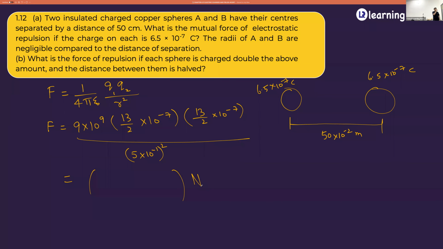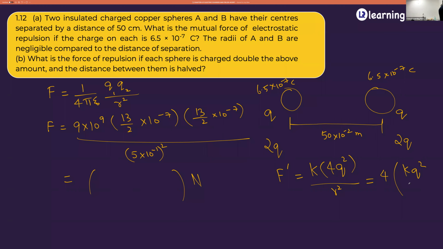Right. Now, the next part of the question is, what is the force of repulsion if each sphere is charged double the above amount? Meaning, initially if the charge was Q and Q, now the charges are going to be 2Q and 2Q. If I call the new force as F prime or F dash, then it is going to be K multiplied with the new charges. 2Q into 2Q is going to give me 4Q square divided by R square. But remember, if I take the 4 outside, this KQ square divided by R square was exactly the previous force.